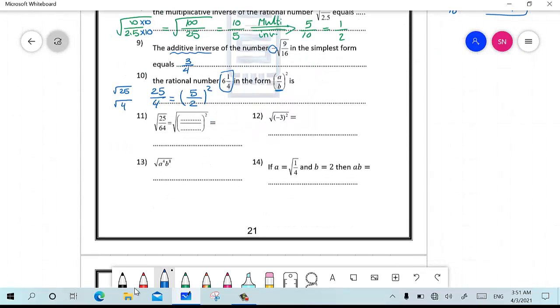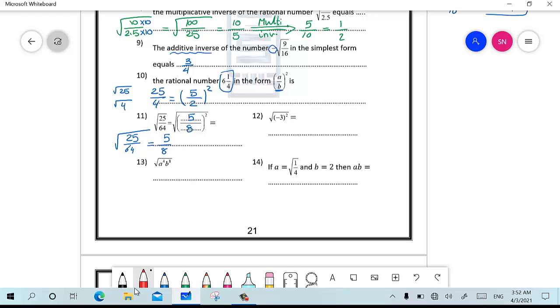The same here in number 11. Square root of 25 over 64 is equal to square root of what squared? First of all, let's find the square root of 25 over 64. This is equal to 5 over 8. Now I want this to equal something under the square root and squared. So this is going to be equal to 5 over 8 because I know that the square root cancels the power 2. So it's 5 over 8.